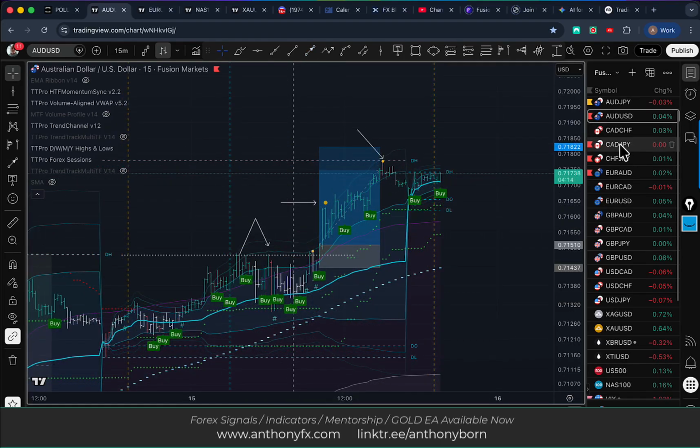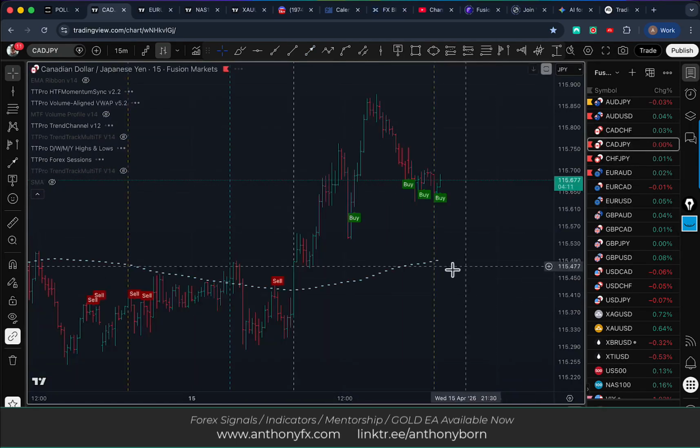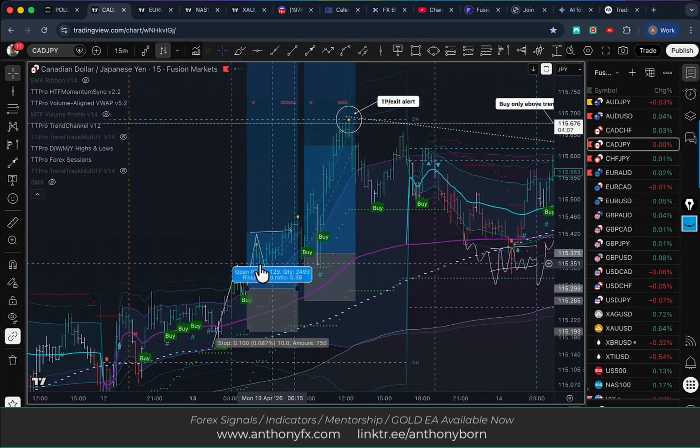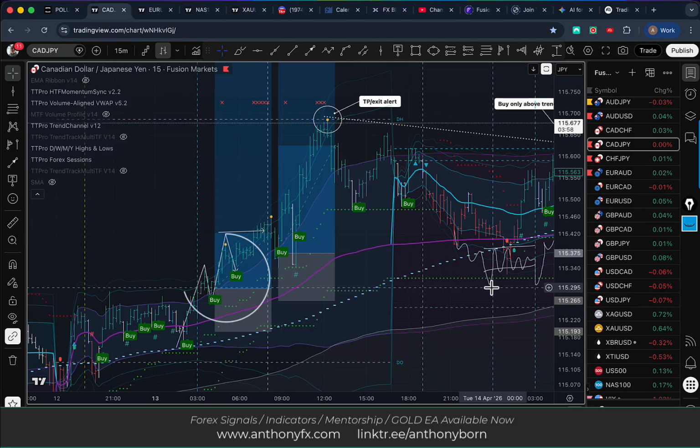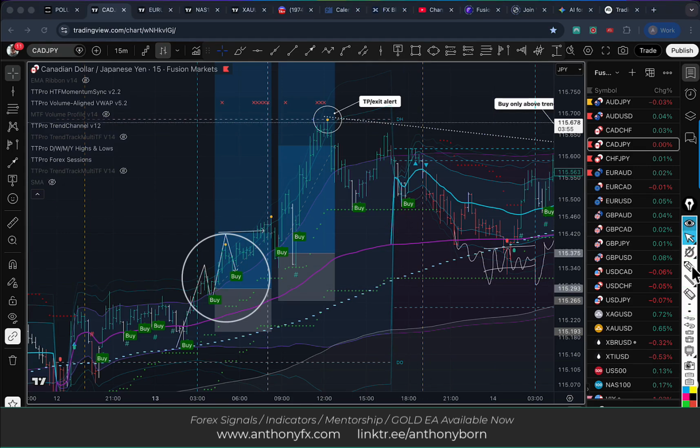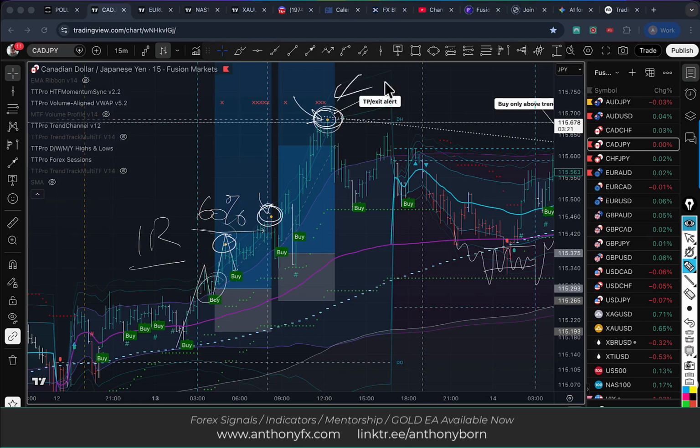We had a CAD yen, that was early in the week, buy, and it was just take the next buy signal. That's all you've got to do. Take the next buy signal, automatically look to close 60%, I would, at 1R, and then these are your TP alerts. So if you want to start scaling out, these are the levels, and then you'd close up in here. That was early in the week.